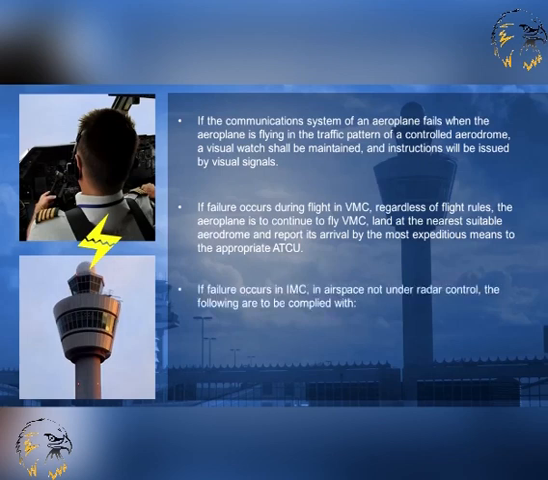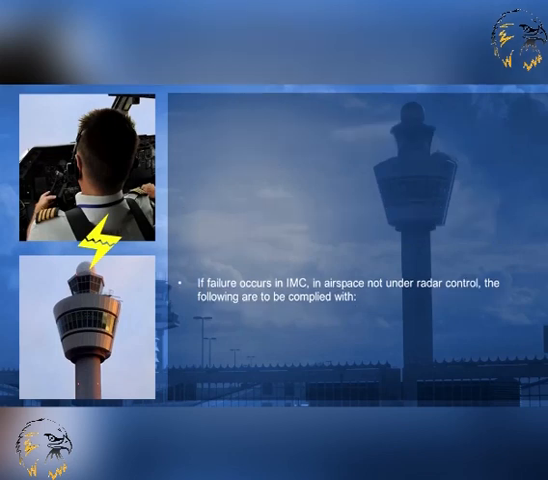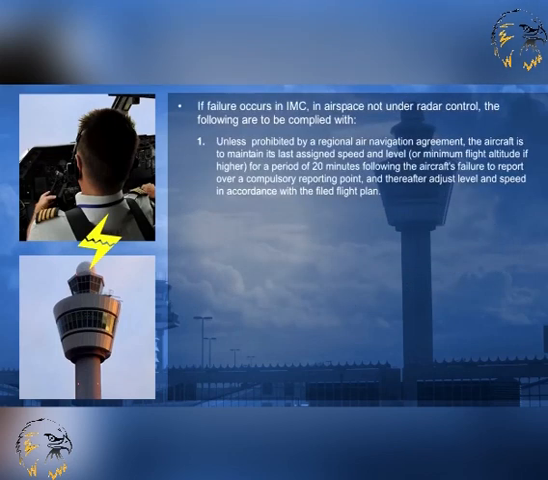If failure occurs in IMC, and the airspace is not under radar control, but is controlled procedurally, the following are to be complied with. 1. Unless prohibited by a regional air navigation agreement, the aircraft is to maintain its last assigned speed and level, or minimum flight altitude if higher, for a period of 20 minutes following the aircraft's failure to report over a compulsory reporting point, and thereafter adjust level and speed in accordance with the filed flight plan.